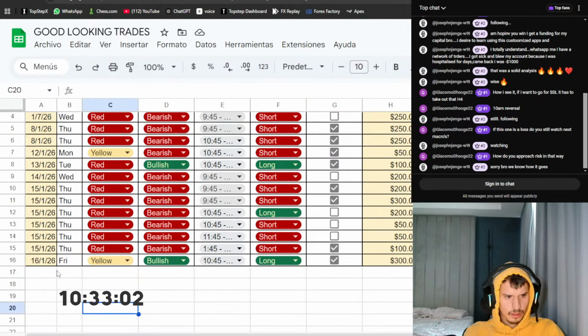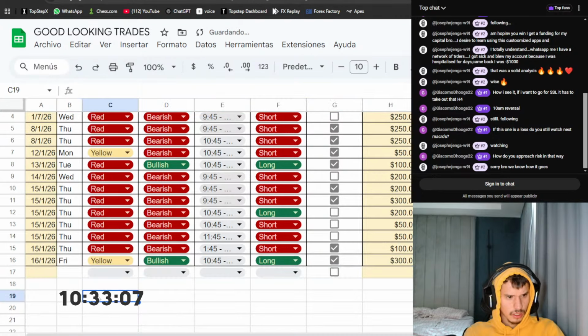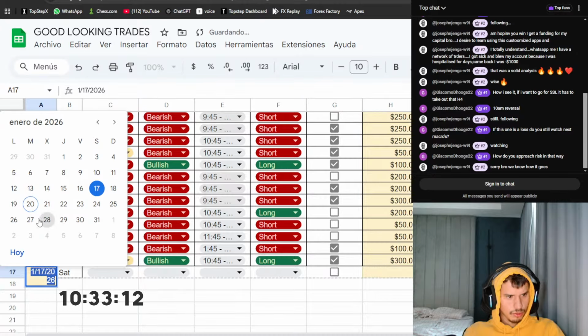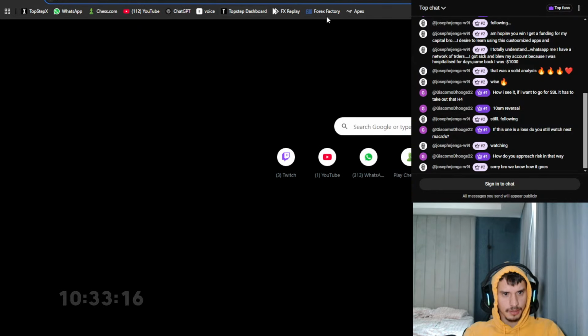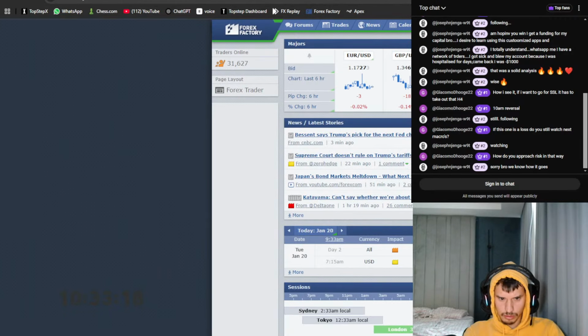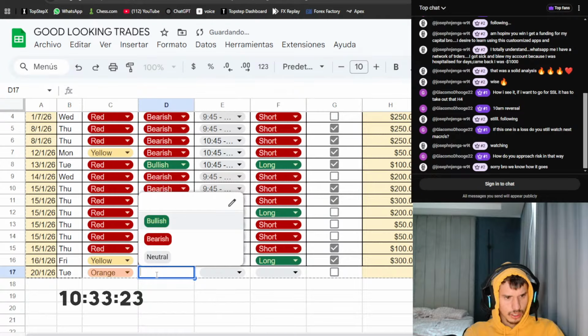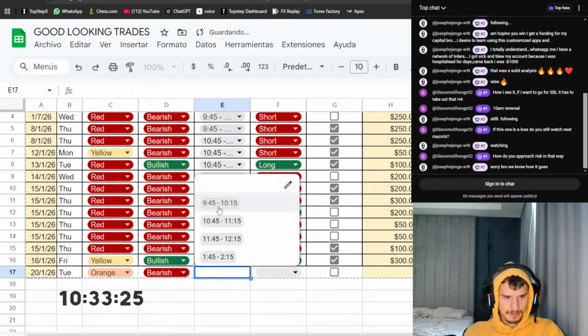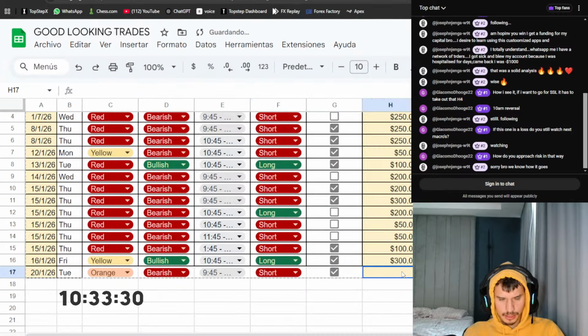Alright, so one below this. We're going to do Tuesday. Fuck me, this is a bad example. I didn't even check the news, dog. Nah, low impact orange news, I guess. Bearish on the bias. First macro, we took a short. There was SMTs at the high. I risked $400 and lost 400.